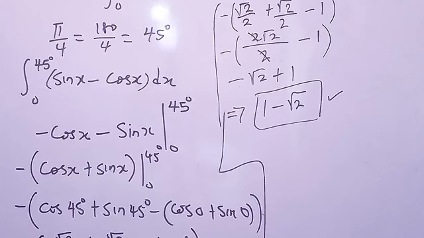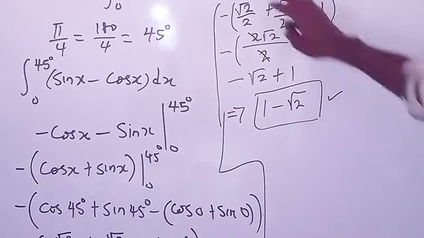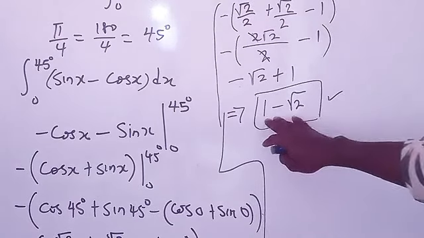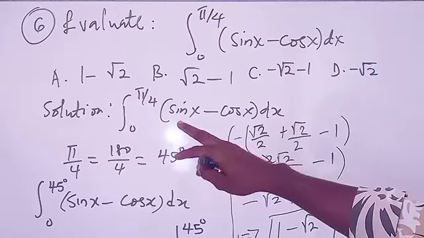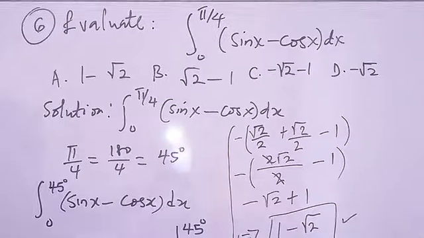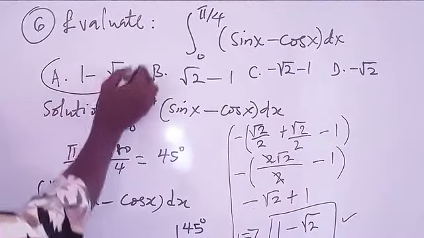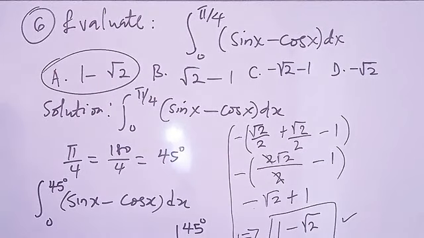Okay, so let's look at what we have in the options. Is there anything like 1 minus root 2? Yes, that is option A. So we have this to be the right solution.